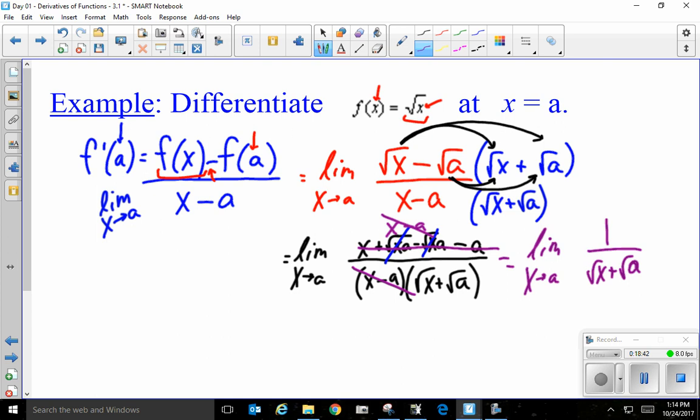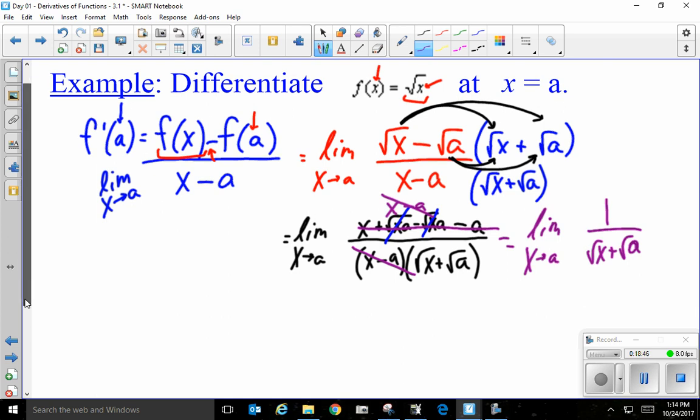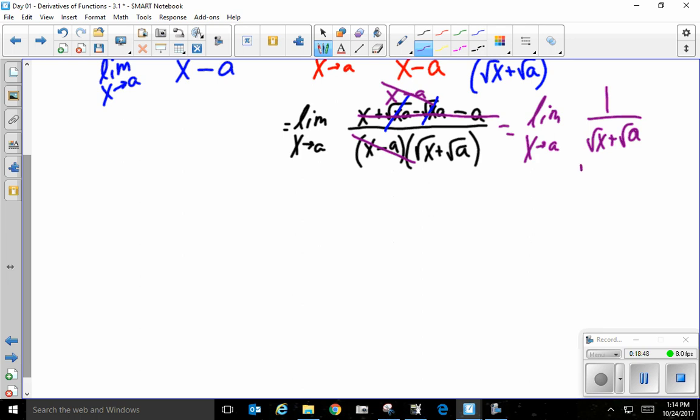Doesn't my x turn into an a? Yep, it does. So I've got 1 over radical a plus radical a. So that's 1 over what? What happens if I have 1 radical a plus 1 radical a? 2 radicals. There you go.